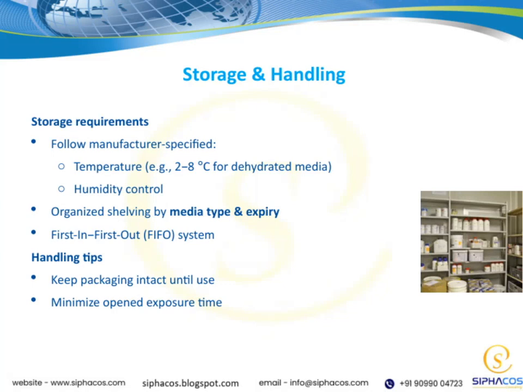Let's talk about storage and handling. First, it's important to follow the manufacturer's specified storage requirements. For example, dehydrated media typically needs to be stored at temperatures between 2 and 8 degrees Celsius. Maintaining proper temperature helps preserve the media's effectiveness. Humidity control is also crucial, as excess moisture can degrade the media over time.